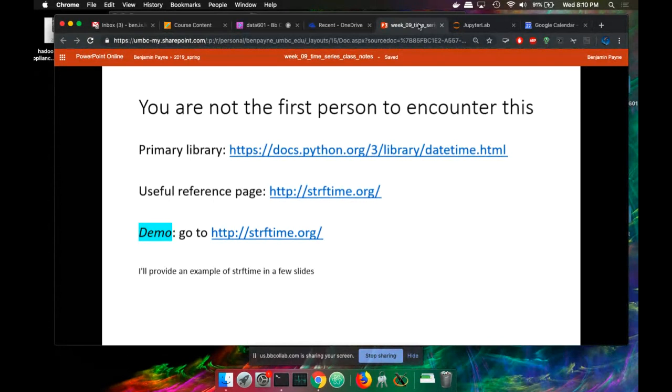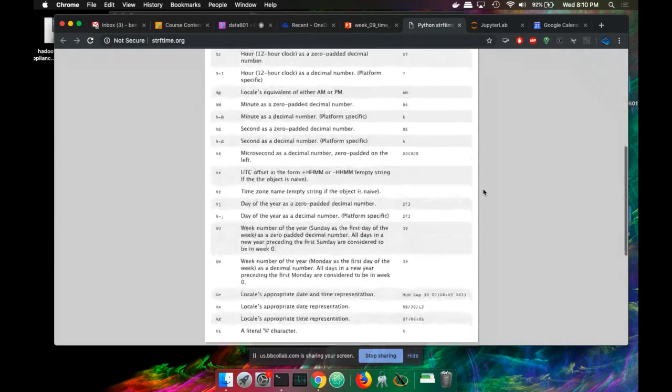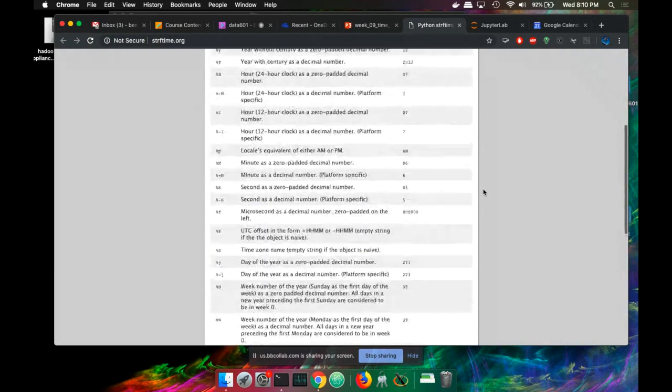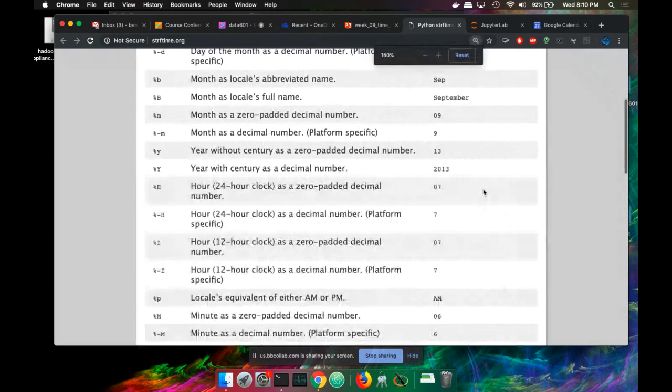Every person who has ever parsed time series has had to deal with this problem. So you've probably already used the datetime library, even if you weren't aware of it. There's another reference I'm going to point you to on this website. strftime, so string format time, is a website purely dedicated to providing one web page, right? It's literally just one web page, and it's all the things that people use in their timestamps. I'm going to make this a little bit bigger, to show you what I mean.